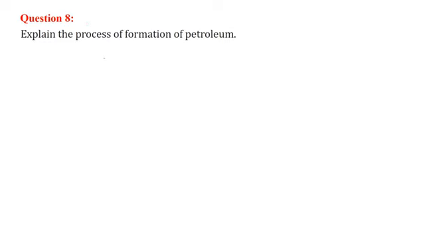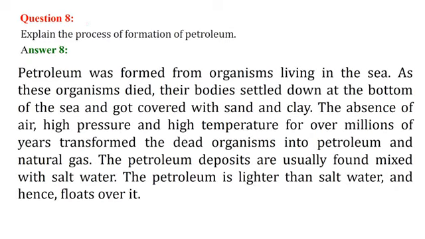Explain the process of formation of petroleum. As we have discussed, petroleum was formed from organisms living in the sea. As these organisms died, their bodies settled at the bottom of the sea and got covered with sand and clay. In the absence of air, and with high pressure and high temperature, over millions of years they transformed into petroleum and natural gas. These petroleum deposits are usually found mixed with salt water. Petroleum is lighter than salt water, hence it floats over it.